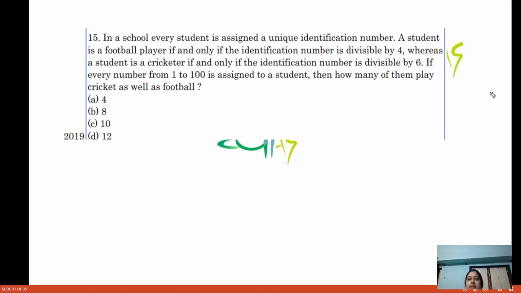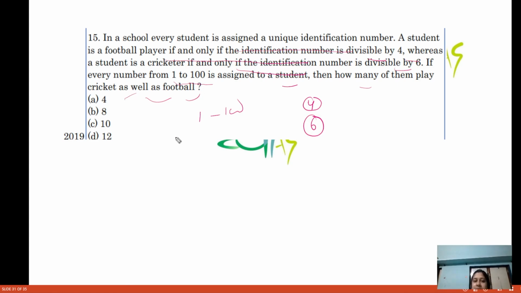if this is 0, then see, look at this question. In a school every student is assigned a unique identification number. A student is a football player if and only if the identification number is divisible by 4, whereas a student is a cricketer if and only if its identification number is divisible by 6. If every number from 1 to 100 is assigned to the students, then how many of them play football and how many of them play cricket? How many of them play cricket as well as football?